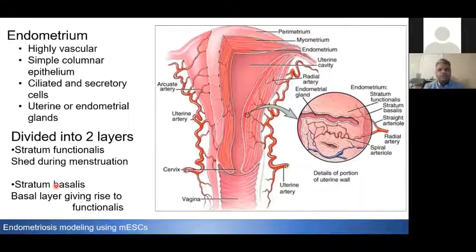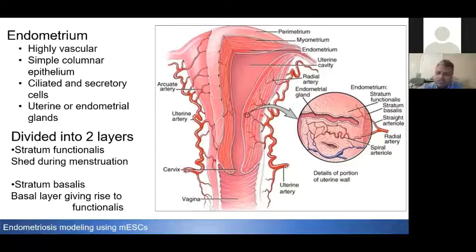And stratum basalis, that is the basal layer, gives rise to the functionalis. So after shedding of this functionalis, the stem cells which reside in the basalis layer give rise to the functionalis layer again. And that's how menstruation happens.